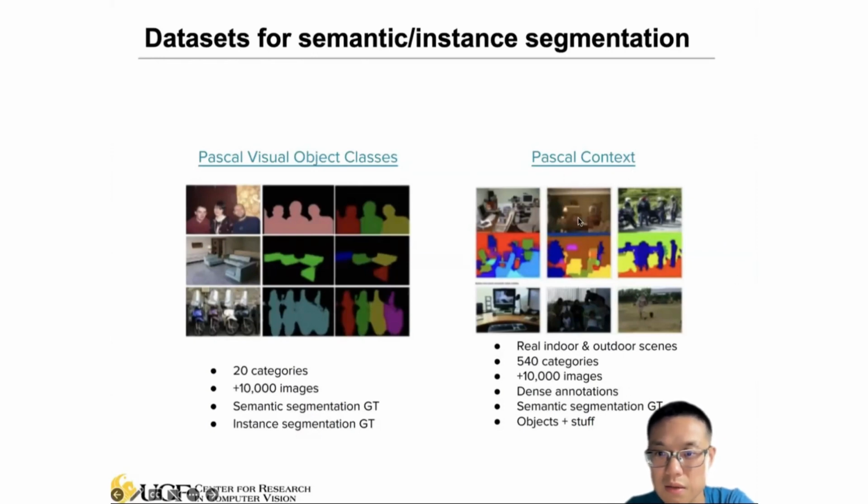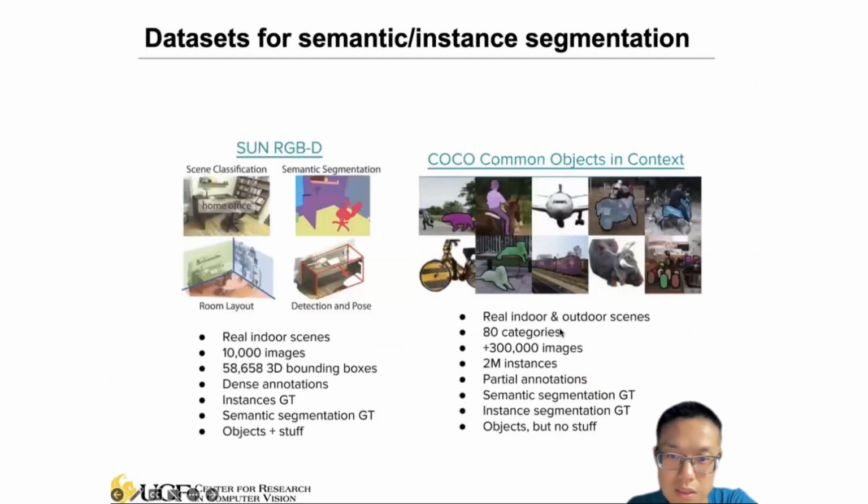And this Pascal Context is another one. It focuses on real indoor and outdoor scenes and has more categories, 540 categories, and also has dense annotation for semantic segmentation. Okay. Here are a couple more datasets. This is the SUN RGB-D database. You can consider this a multi-modality dataset, not just conventional RGB images but also depth images. The depth measures the distance from the camera, shown on the depth map. Okay.